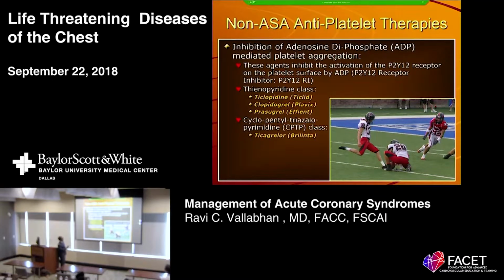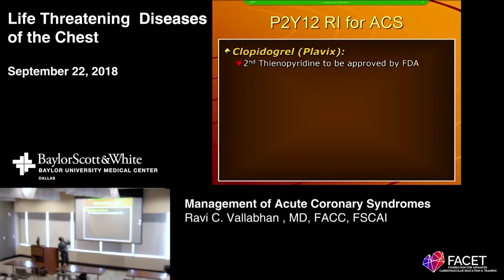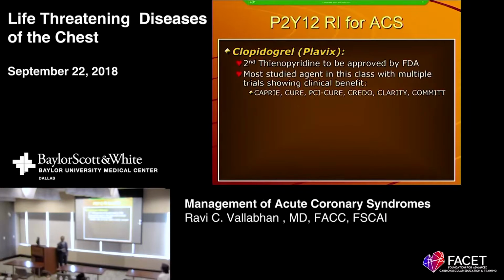And the newest agent, which is a cyclopentyltriazolopyrimidine class, is ticagrelor. They all fall under what's called the P2Y12 receptor inhibitors. That's the receptor that they work on. Plavix was the next drug, and it's by far the most studied drug among the class. CAPRIE, CURE, CLARITY, and others, all trials looking at multiple different scenarios for ACS. Every single trial came back positive for Plavix.